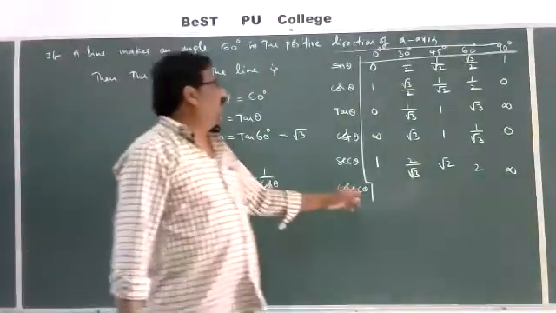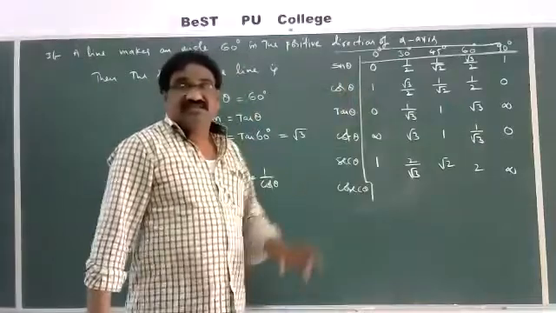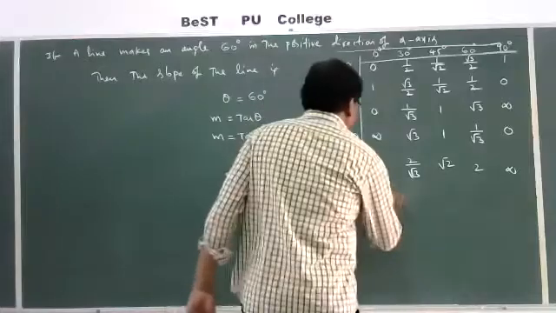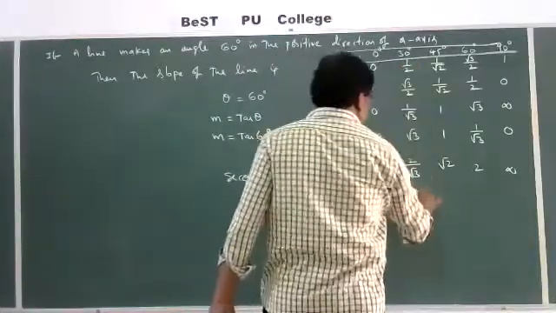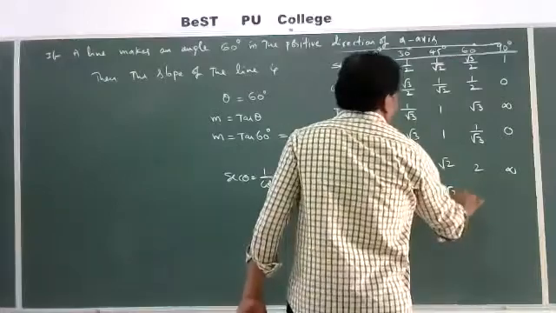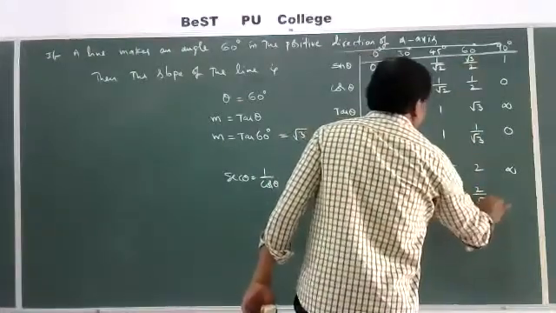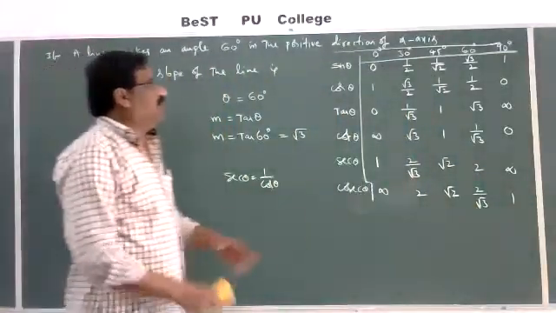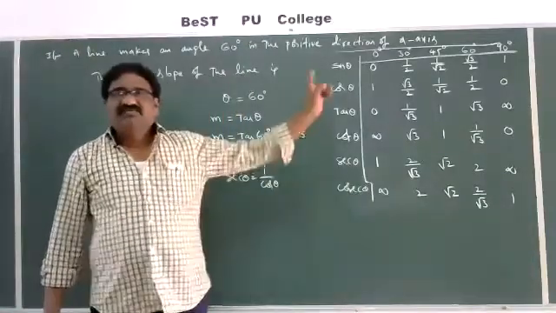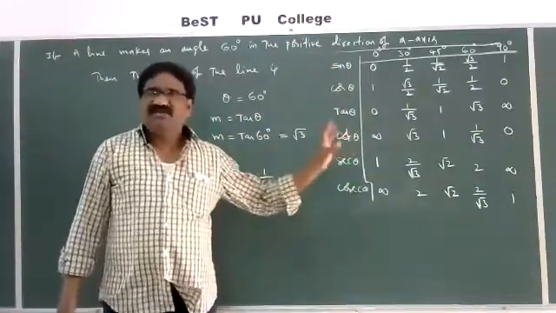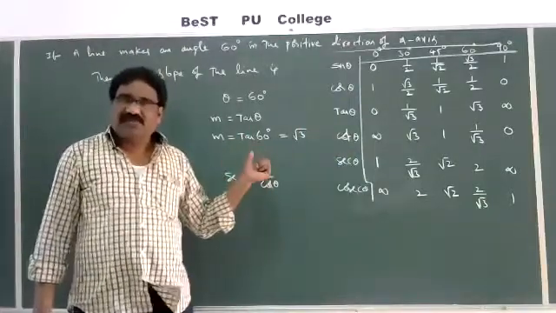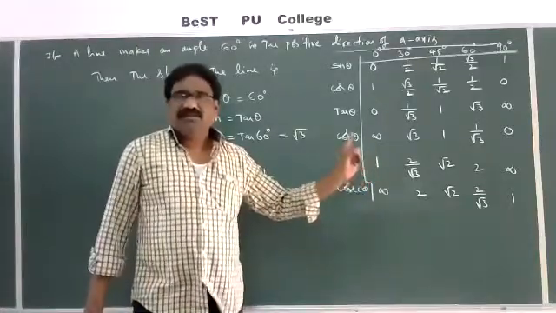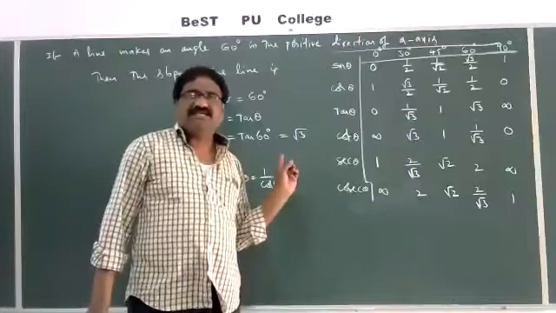And cosecant theta is the reciprocal of sine. Cosecant 0 is 1 by 0, infinity; then 1 by 1 by 2, that is 2; then root 2; then 2 by root 3; then 1 by 1 is 1. These are the values of the six trigonometric functions from 0 to 90 degrees. At minimum you should remember these values for basic problems of geometry.